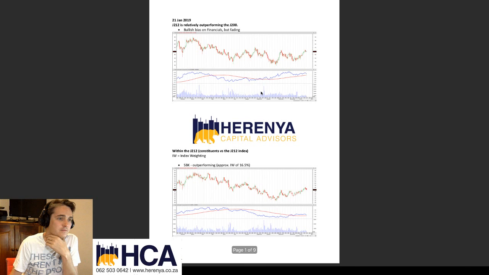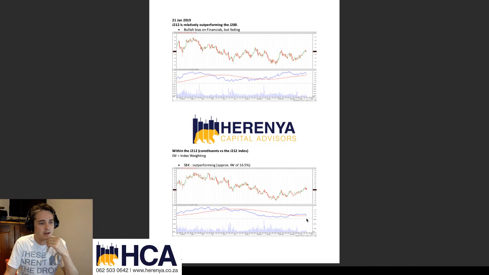Then within the index, I looked at certain things. So Standard Bank is outperforming. Now I'm looking at the individual stock versus the index, right? We know the index is outperforming the top 40, so it's an outperforming index, and we're looking now at the individual stock versus that index. So Standard Bank is outperforming the index, and that index is outperforming the top 40. That means Standard Bank is one of the top performers, and it's been quite recent that it's been doing that. It's just this last little pump that it's had here. So that's Standard Bank. It's one of the outperformers, right?